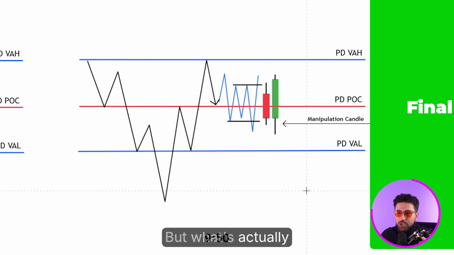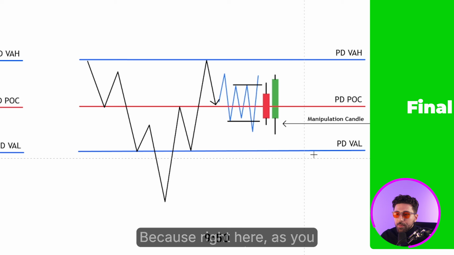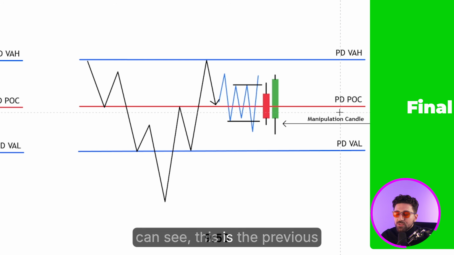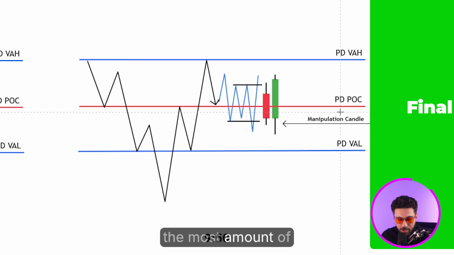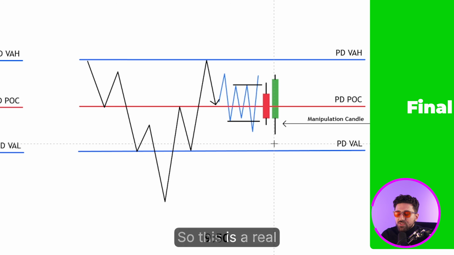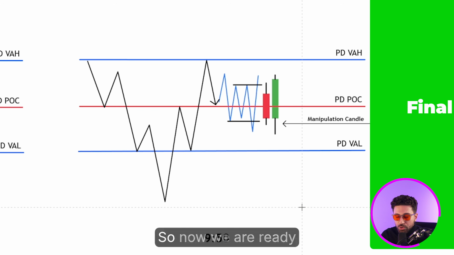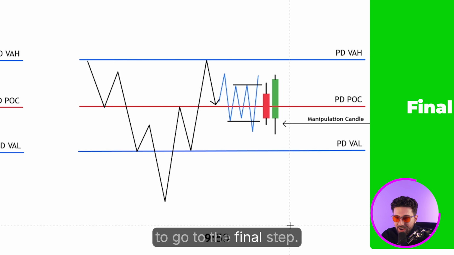But what's actually very crucial is where this all happens from. Why? Because right here, as you can see, this is the previous day's point of control, so the price point where the most amount of volume was transacted during the previous day. So this is a real institutional supply and demand price point. So now we are ready to go to the final step.